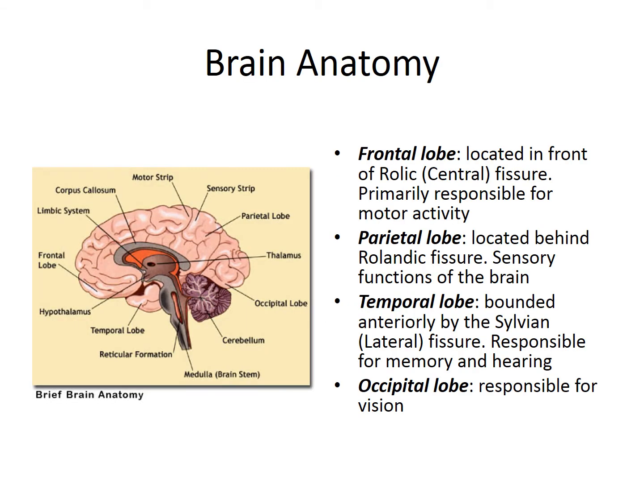I have a picture here of the brain showing these different lobes. The brain anatomy specifically, you've got the frontal lobe, parietal lobe, temporal lobe, and occipital lobe. The frontal lobe is responsible for motor activity, parietal lobe responsible for mainly sensory functions, the temporal lobe again responsible for memory and hearing, occipital lobe responsible for vision and balance.